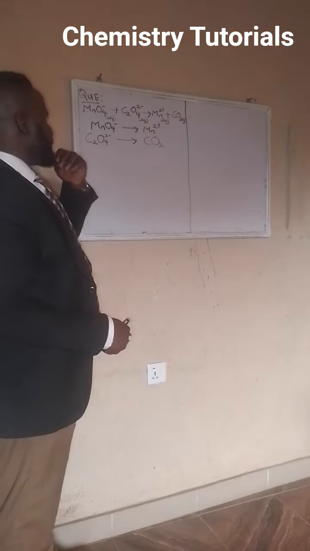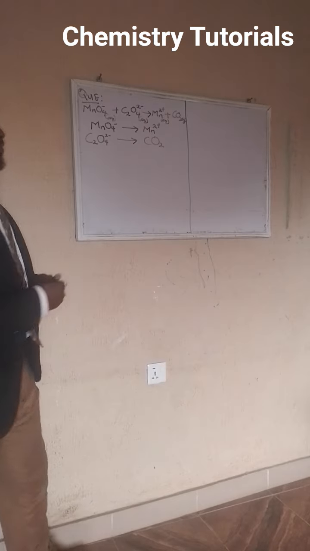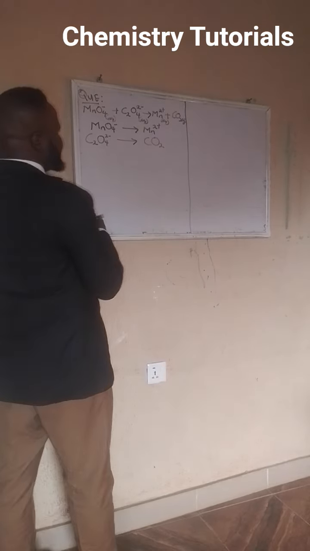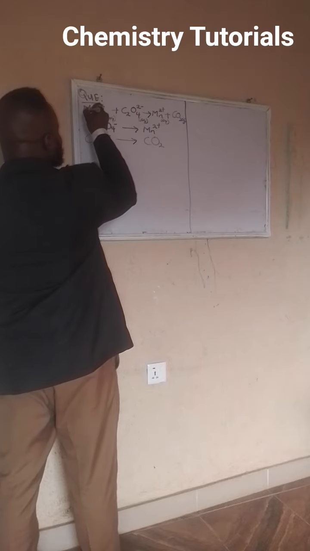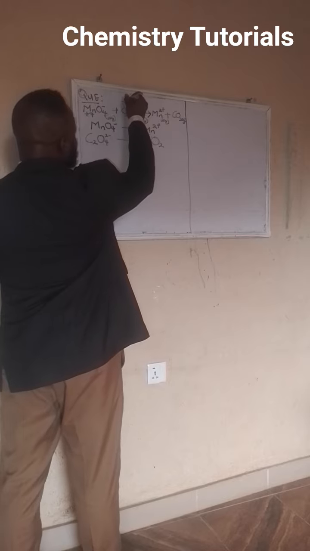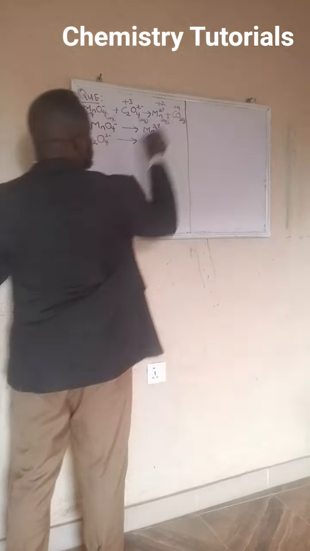So how do I identify which one is oxidation, which one is reduction? Now, anytime there's a reduction in the oxidation number, of course the oxidation number of the species here is +7, here will be +3, here is +2, and here is +4.